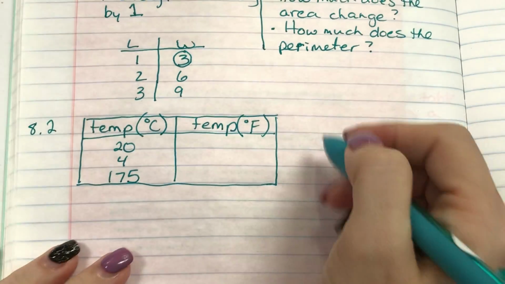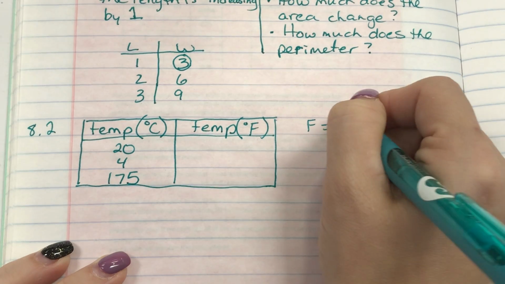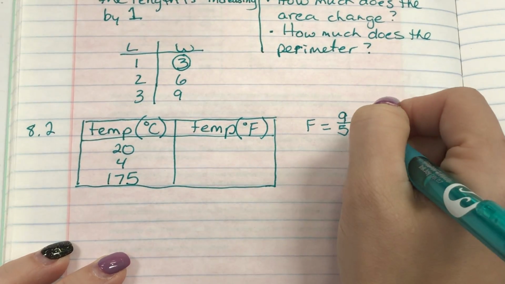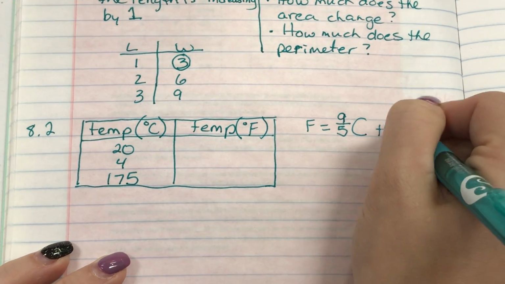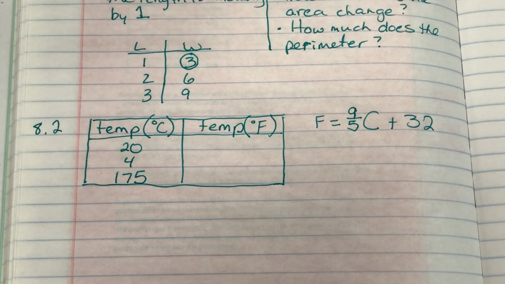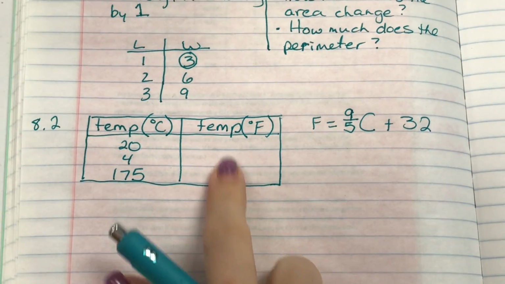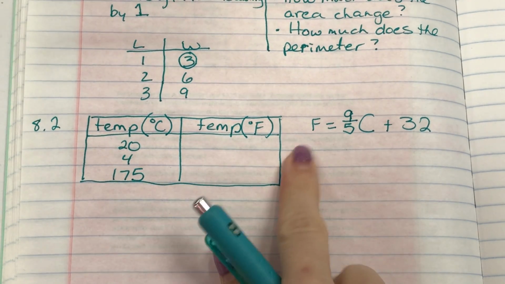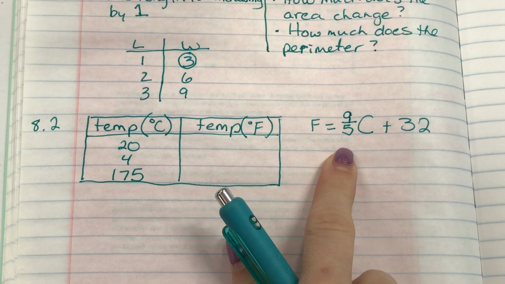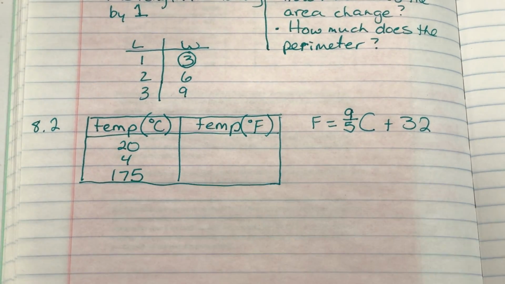All right, so they want us to use the equation F equals 9 over 5 C plus 32. We're going to do this first one together. All right, so the first thing I do is I've got to plug in some numbers, okay? So do we have any of the F's? No, that's what we're solving for, right? Okay, so we're going to plug in, using that formula, what we do know.